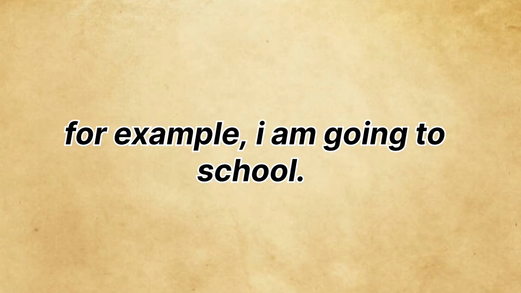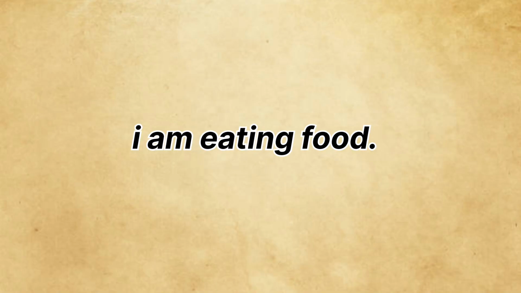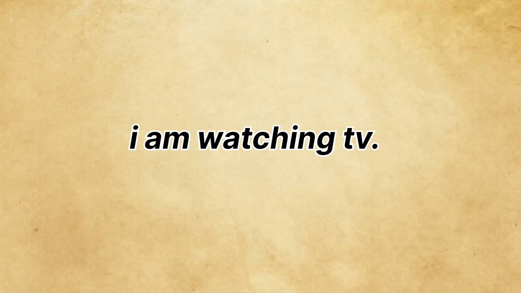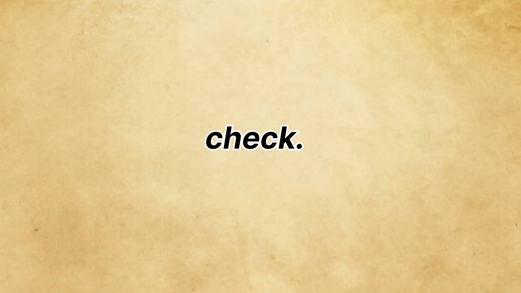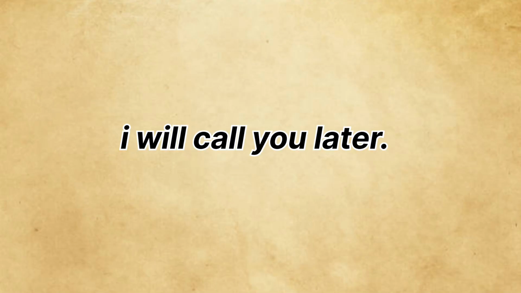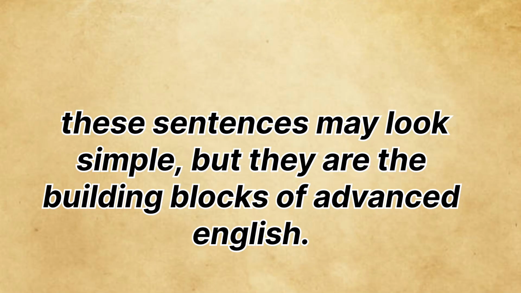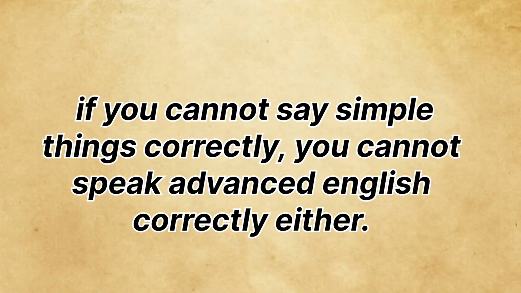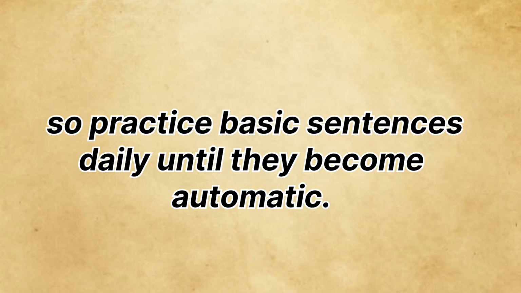For example, I am going to school. I am eating food. I am watching TV. I went to market. I will call you later. These sentences may look simple, but they are the building blocks of advanced English. If you cannot say simple things correctly, you cannot speak advanced English correctly either. So practice basic sentences daily until they become automatic.